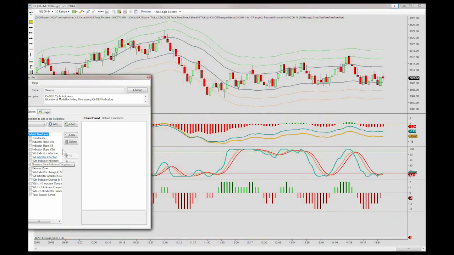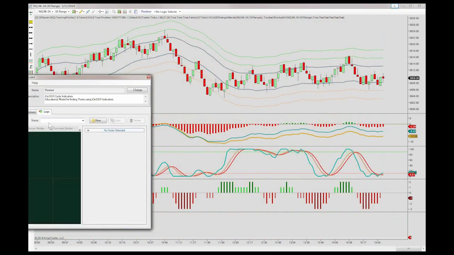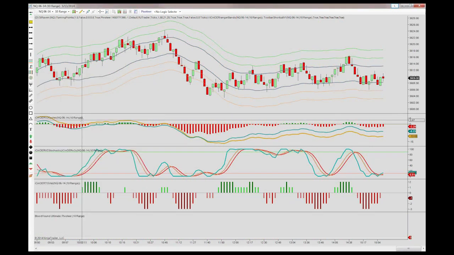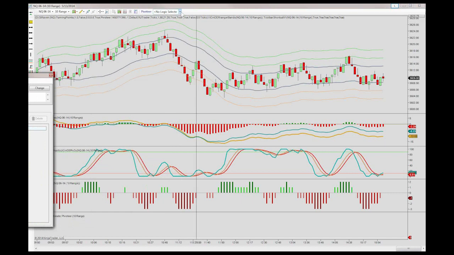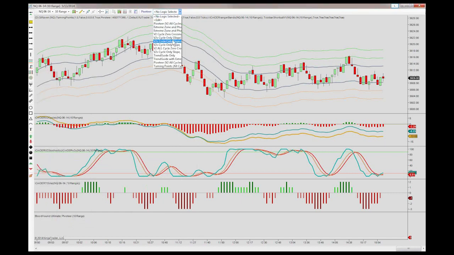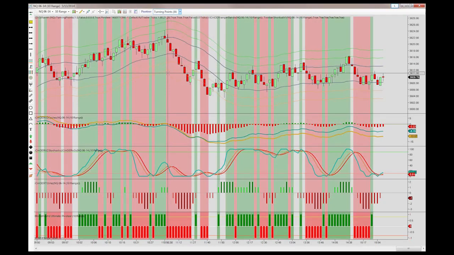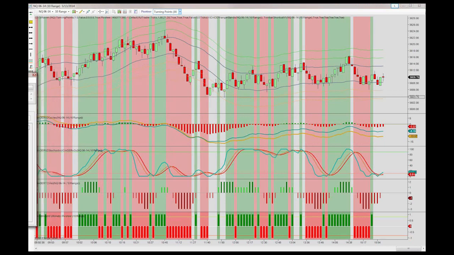However, really what you want to do is look at the logics, right? So there are a number of logic templates that I created. You can see there are about 12 or so. The one that I put on is a turning point all cycles. And the turning point all cycles, let's look at that.